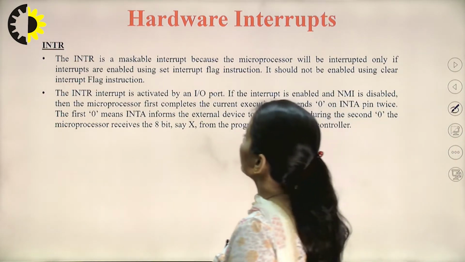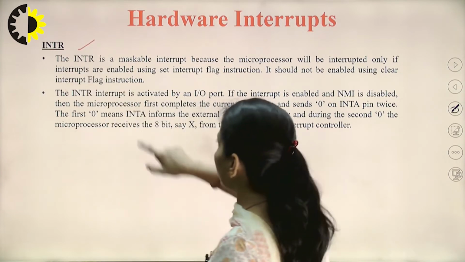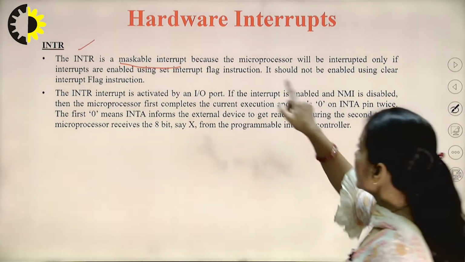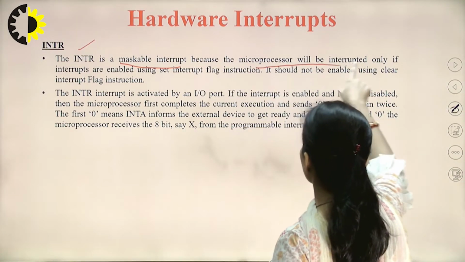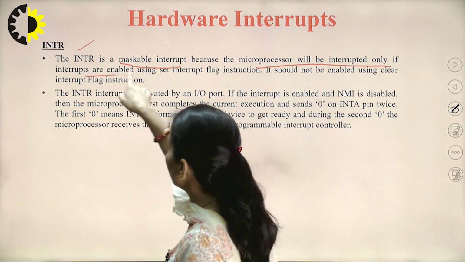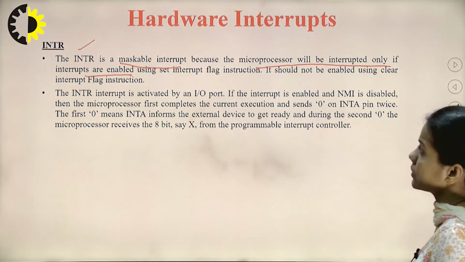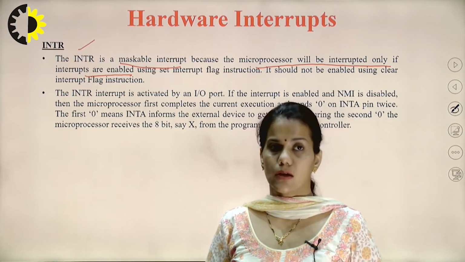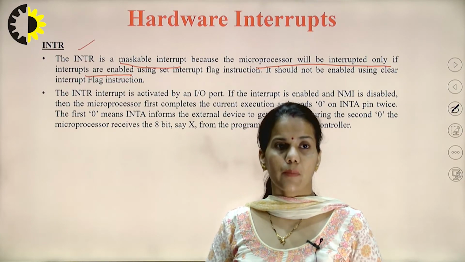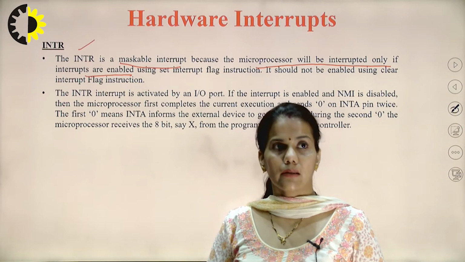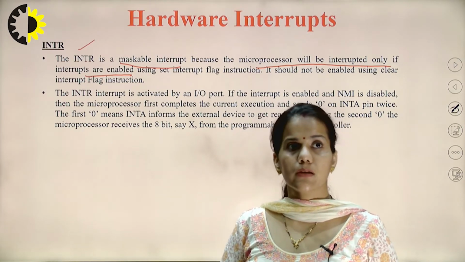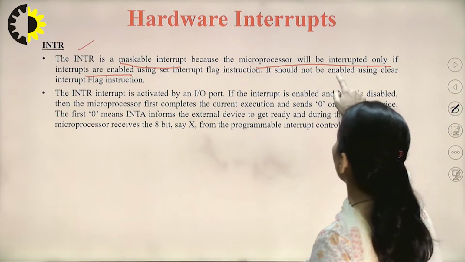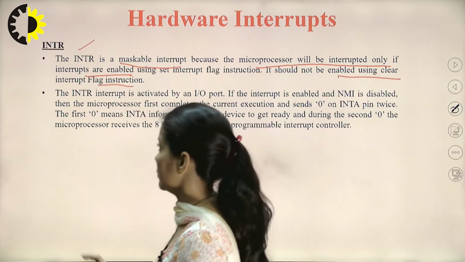Next important hardware interrupt is INTR. It's a maskable interrupt. First of all, it is maskable, whereas NMI was non-maskable. And this is maskable because the microprocessor will be interrupted only if interrupts are enabled using the set interrupt flag instruction. So whenever we want the microprocessor to execute the interrupts coming through the INTR pin, the interrupt flag has to be set. It should not be disabled using the clear interrupt flag instruction.